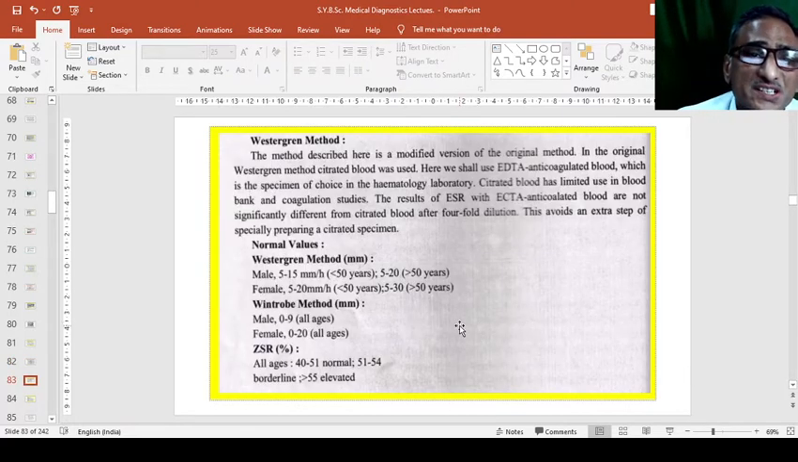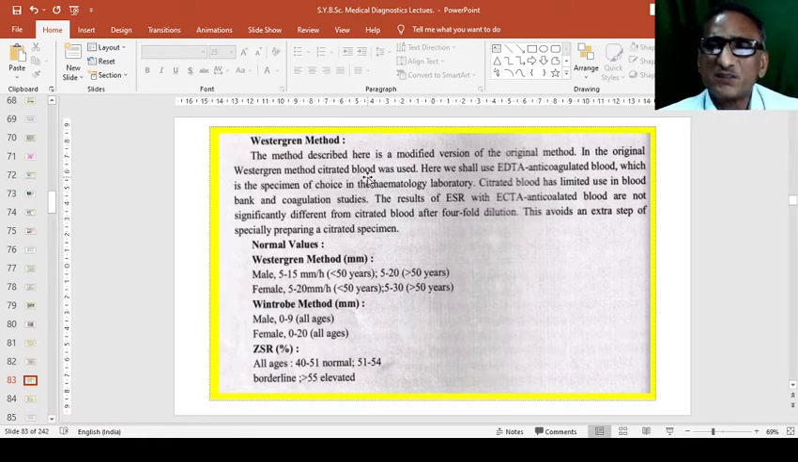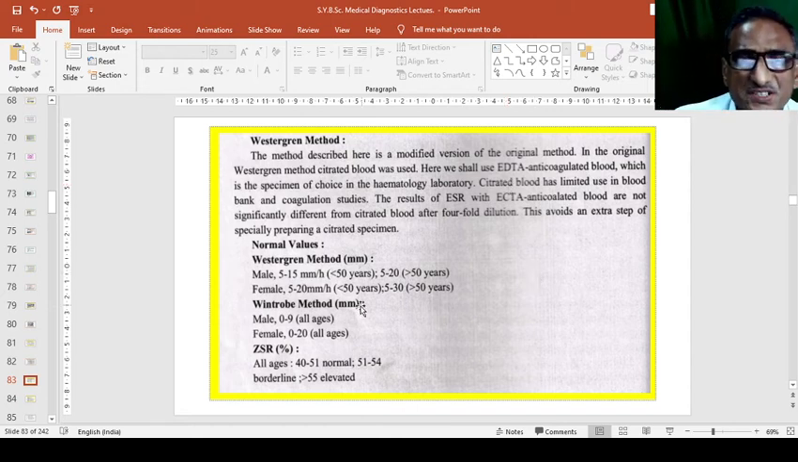So the Westergren method, described here, is a modified version of the original method. In the Westergren method, citrated blood was used, with EDTA as anticoagulant, and after observation the normal values for the Westergren in males are 5 to 15 mm per hour up to the age of 50 years, or 5 to 20 mm per hour above the age of 50 years.